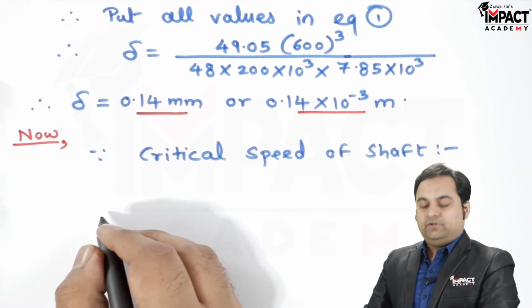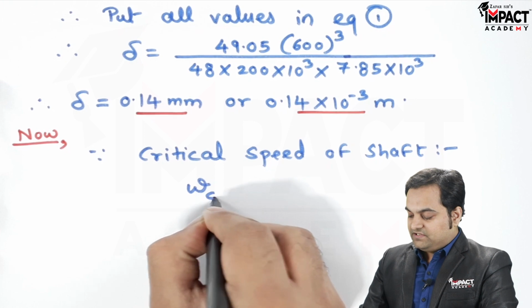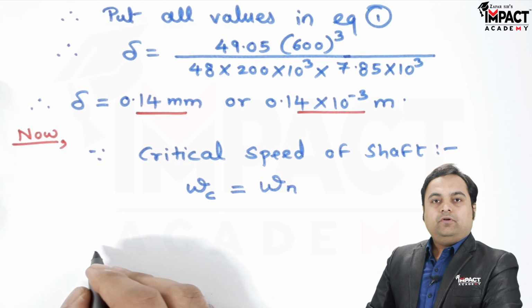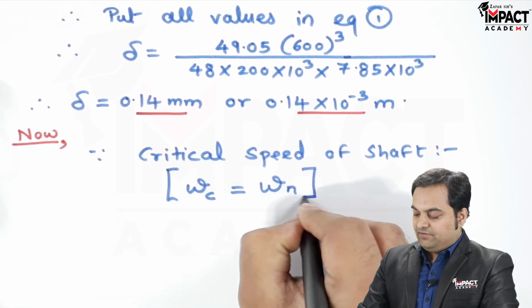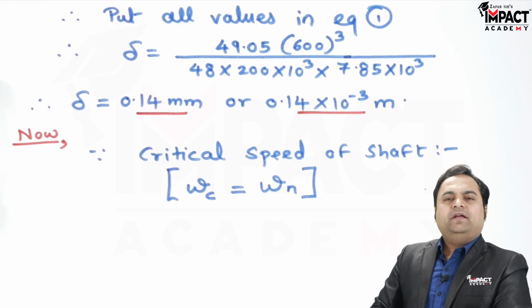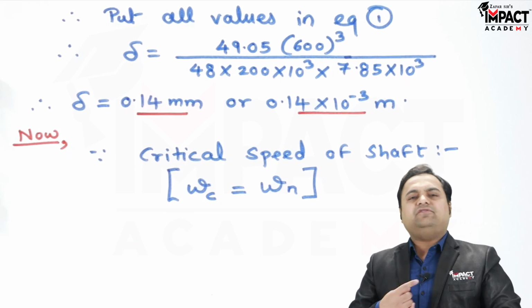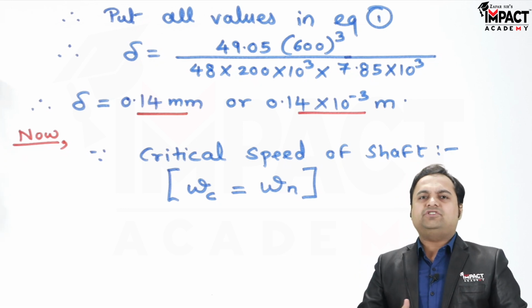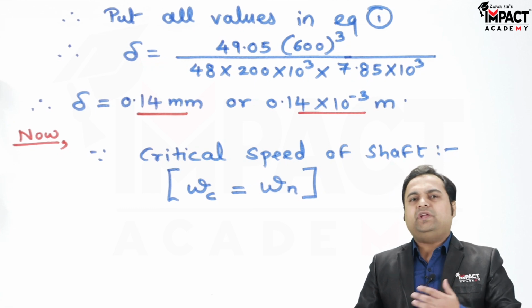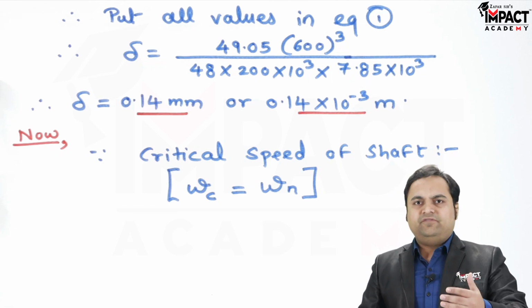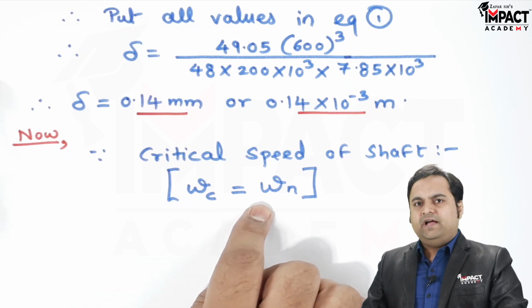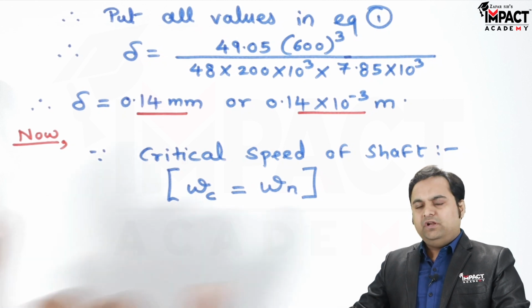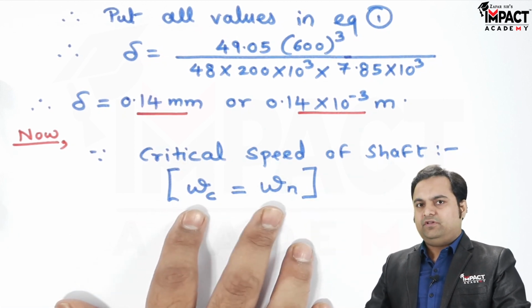The critical speed of the shaft is omega c, and that is equal to the natural frequency of the system. Why is it equal to the natural frequency of the system? Because critical speed is that speed at which the shaft will start rotating violently. Violently means the amplitude of vibration would be very huge, or we can say it will approach infinity. So that is the critical speed at which the amplitude of vibration is maximum, and that happens when it is equal to the natural frequency of the shaft.